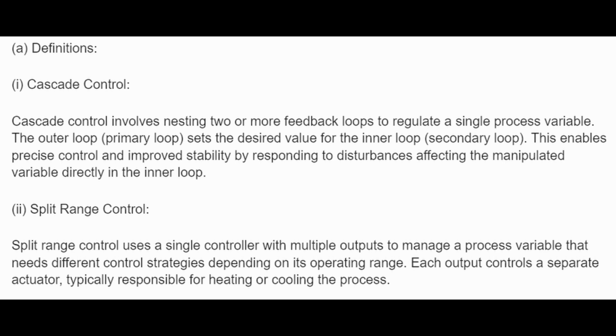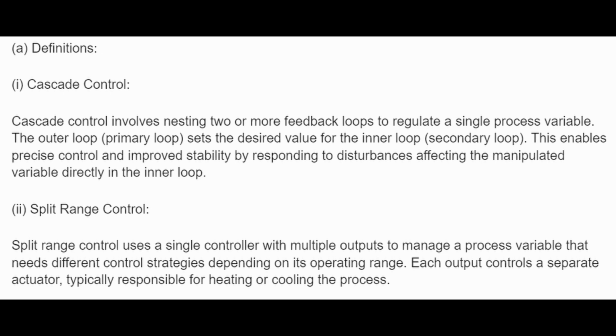Cascade control involves nesting 2 or more feedback loops to regulate a single process variable. The outer loop, the primary loop, sets the desired value for the inner loop, the secondary loop. This enables precise control and improved stability by responding to disturbances affecting the manipulated variable directly in the inner loop.